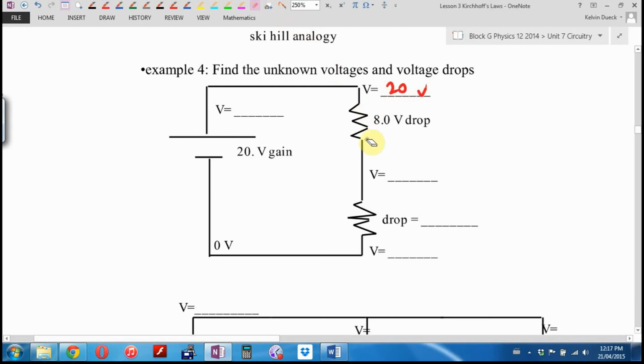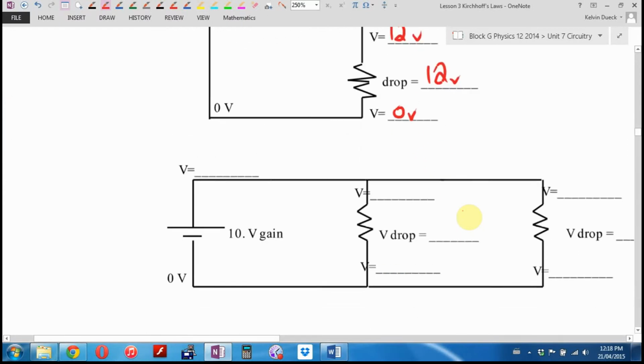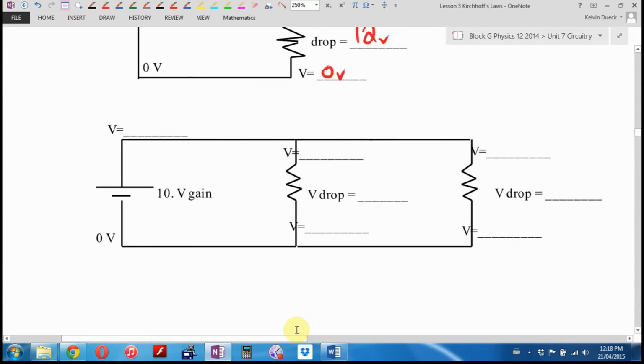How many volts do I lose going through here, Nate? How many volts do I lose? So how high am I right here? 12. Now, look up, my friend. They didn't tell me this, except how high did I end up? So how high am I right there? That's the bottom, zero. So how many volts must I have lost going through that final resistor? Has to be 12. Has to be. This is Kirchhoff's voltage law.